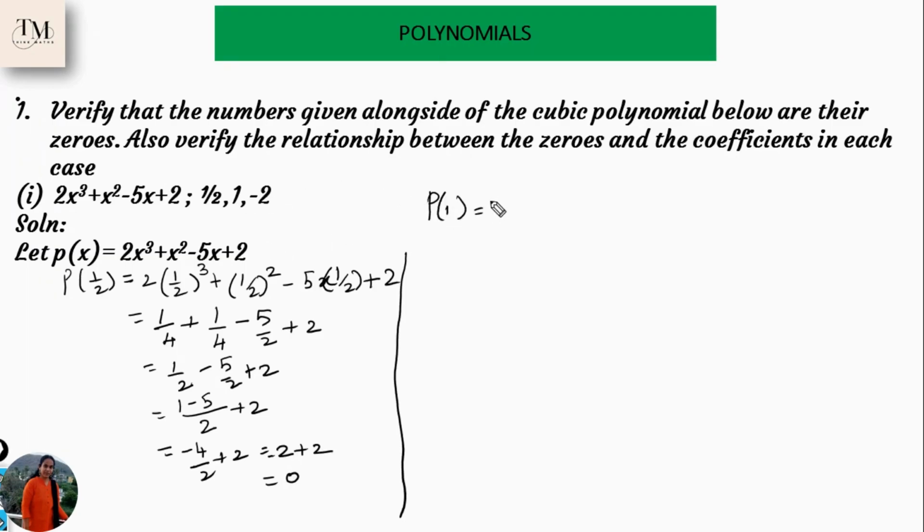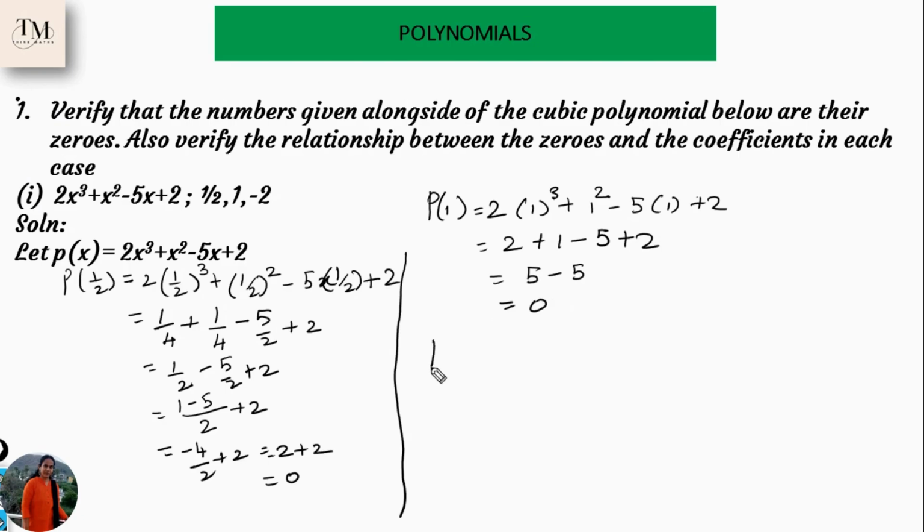P of 1 is equal to 2 into 1 cube plus 1 square minus 5 into 1 plus 2. Yes, it is plus 2. So 2 into 1 is 2, plus 1 square is 1, minus 5 into 1 is 5, plus 2. Adding the positive terms, 2 plus 1 is 3, 3 plus 2 is 5. So 5 minus 5 is equal to 0. Next they gave P of minus 2.